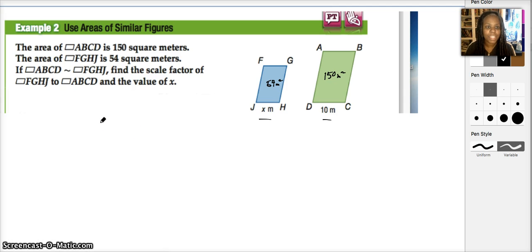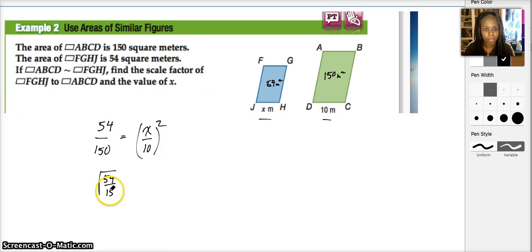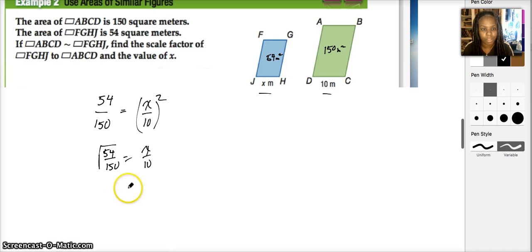So what I do know is that 54 is to 150 as the scale factor squared. The scale factor would be x to 10, and it would be squared. So I need to figure out what x is. I'm going to take the square root of both sides, and I get x over 10. Now I'm going to solve for x. I'm just going to pull out a calculator. Multiply both sides by 10, and I get 10 times the square root of 54 over 150. Taking a calculator break, magically, it came out to 6.